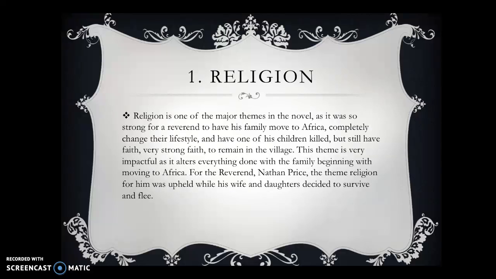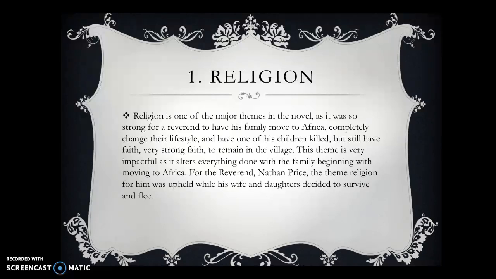There were three major themes portrayed in the story. There were many major themes, but I chose three. One of the themes I chose was religion, as it was so strong for the Reverend, also known as the father, Nathan Price, to have his family move to Africa, completely change their lifestyle, and have one of his children killed, but still have very strong faith to remain in the village and spread his religion around.